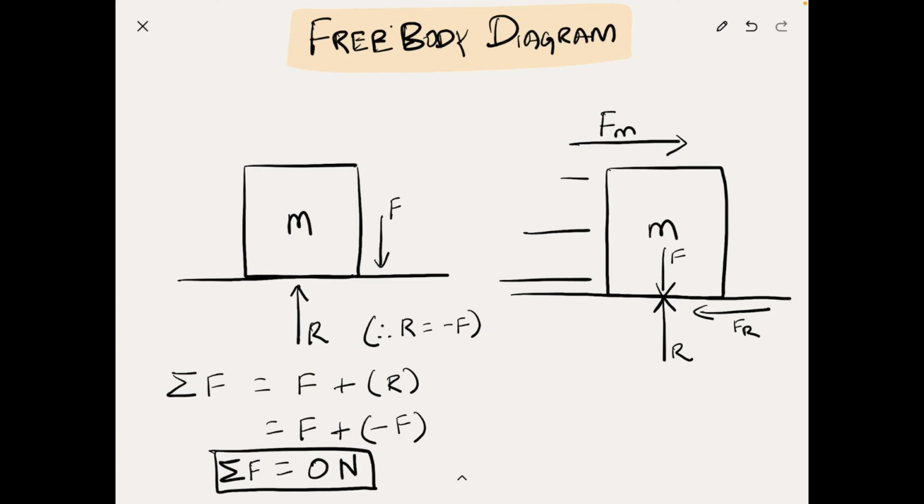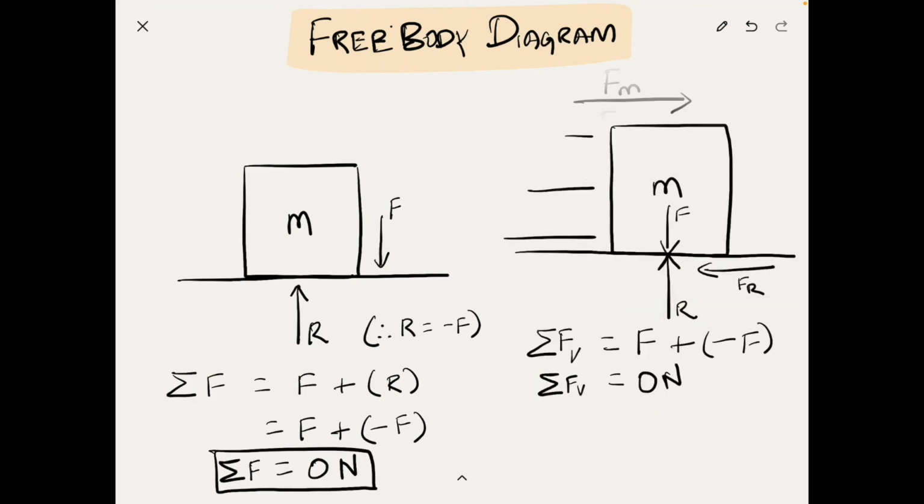So let's calculate the overall net force acting on this body. The net force in the vertical direction would be equal to the force due to gravity, F, plus the reaction force, which in this case would be minus F, which equals 0 newtons. So the net force in the vertical direction would be 0 newtons, but if we calculate the net force in the horizontal direction, let me move the entire thing a bit up. Now it's fine. So let's continue with our calculation.